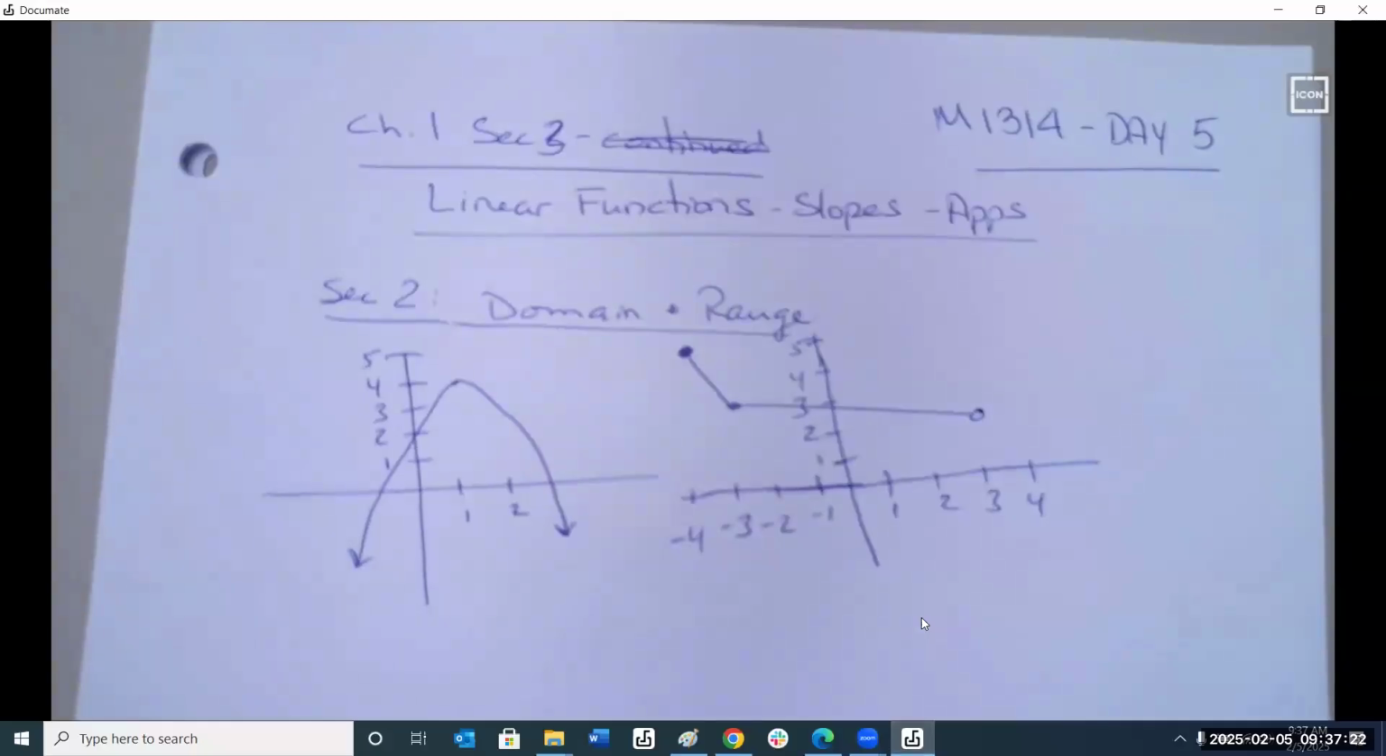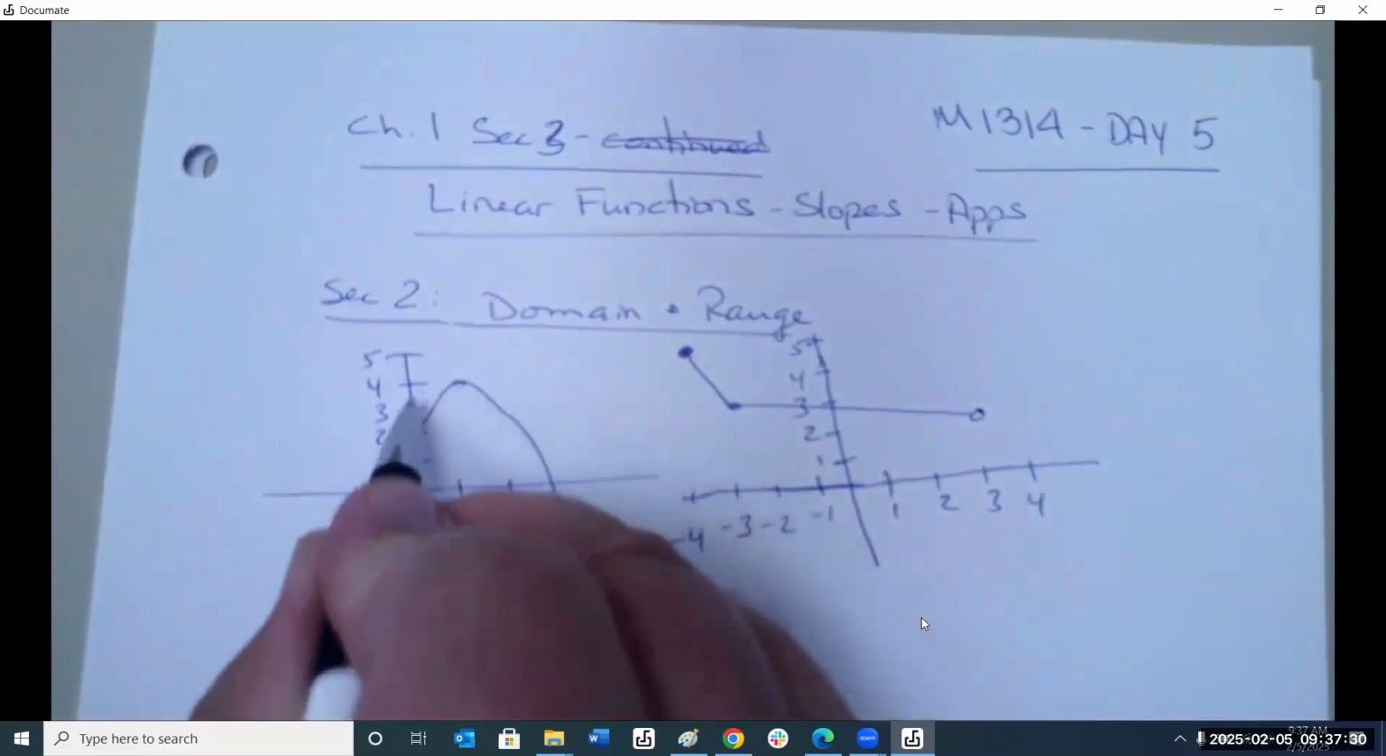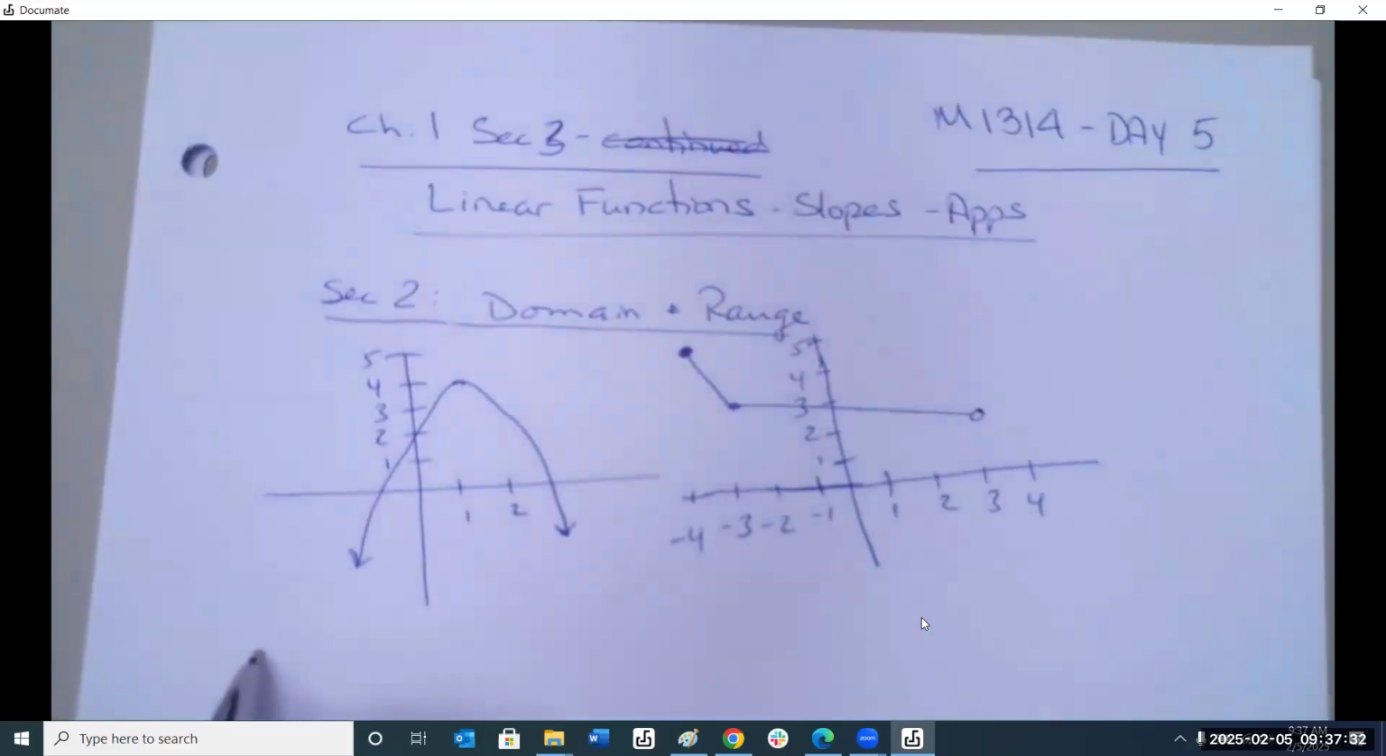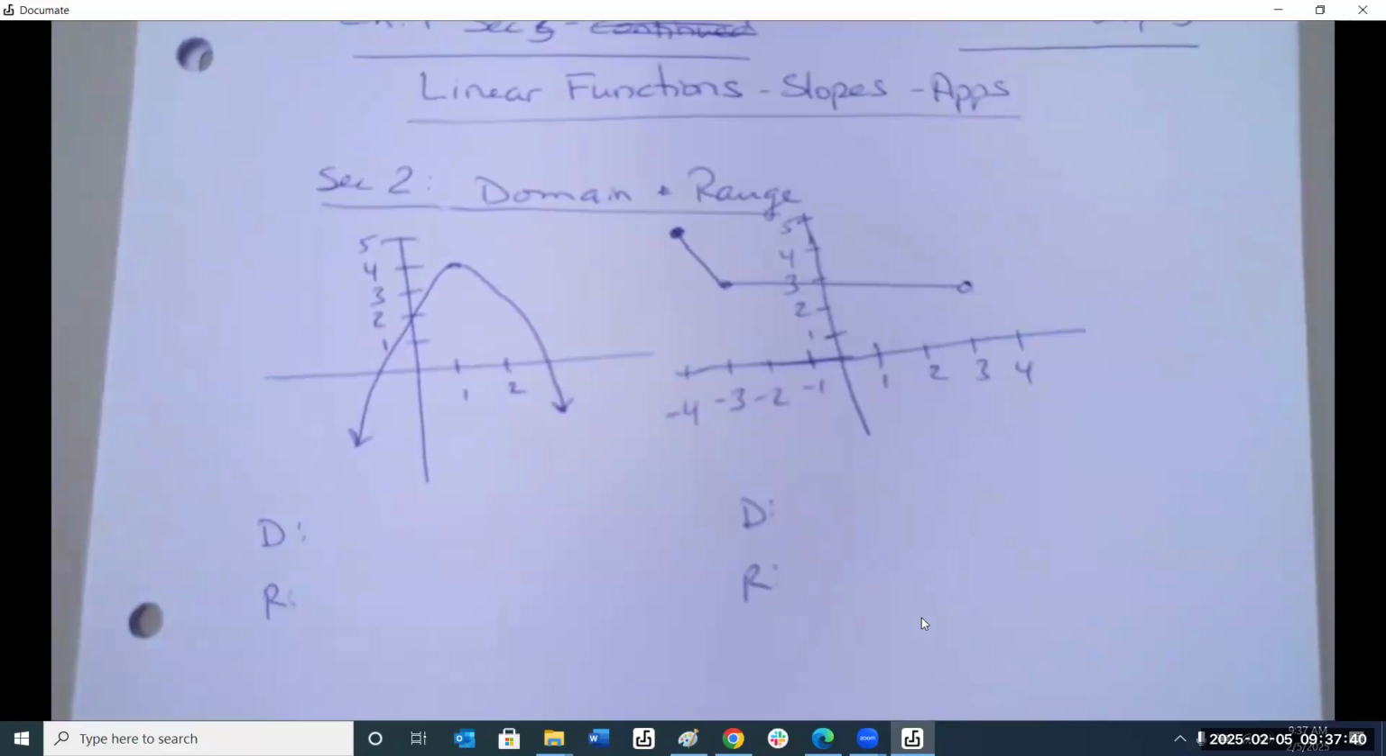All right. This is where we left off last time in section 2. There's one more thing I want to talk about. Here, I'll give you two graphs. Tell me the domain and range of both of these graphs. This is from section 2. Tell me the domain and range of these graphs.